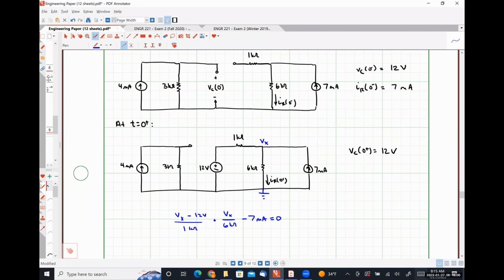Solve that. Let me get a calculator out of my bag. So this is a 1 equation, 1 unknown system. So I'm going to use just my simple numerical solver here. So I'm going to have X minus 12 over 1,000 plus X over 6,000 is equal to 0.007. Solve.